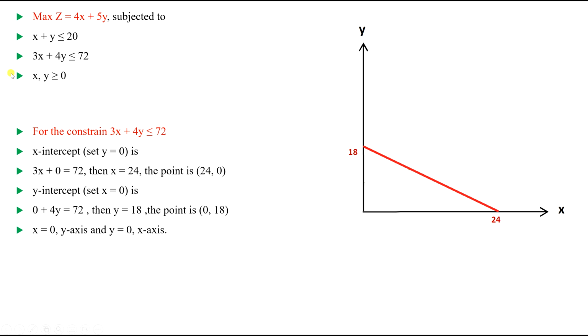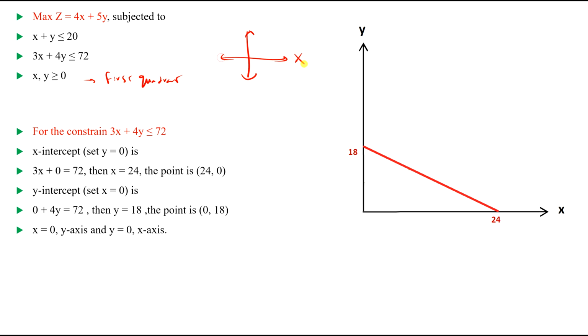Finally, we'll find that we have x and y greater than or equal to 0. What does this even mean? By logic, x and y greater than 0 means that we are working in the first quadrant, right? So we have here like this.